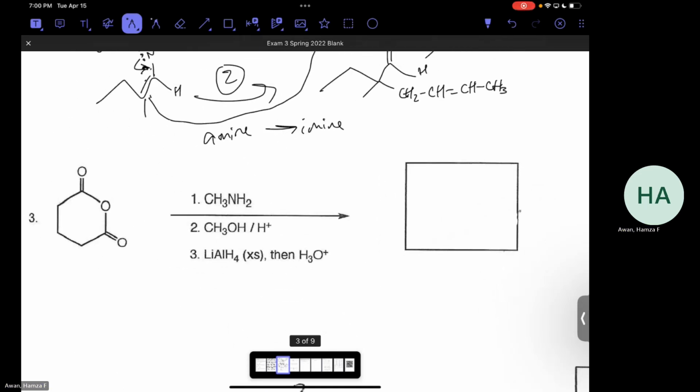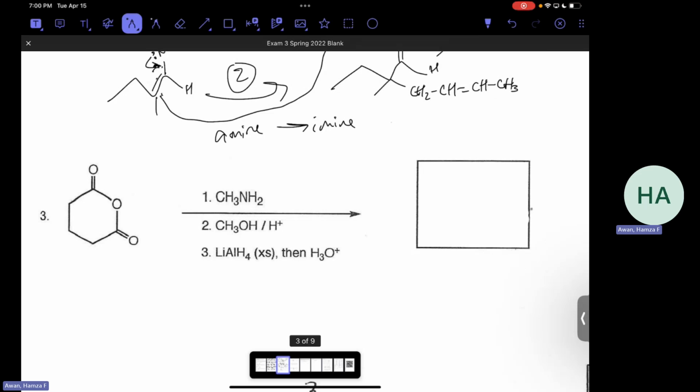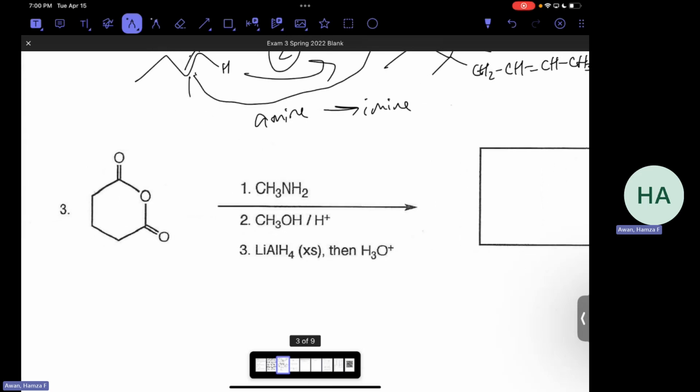Okay. So next problem. We are doing a cleavage type reaction. CH3NH2 is a primary amine. Whenever we have a primary amine reacting with an ester, it's going to cleave this bond. Technically, you don't have to show which one it cleaves because this is a cyclic compound. It would cleave any one of these bonds, but it will only cleave one.